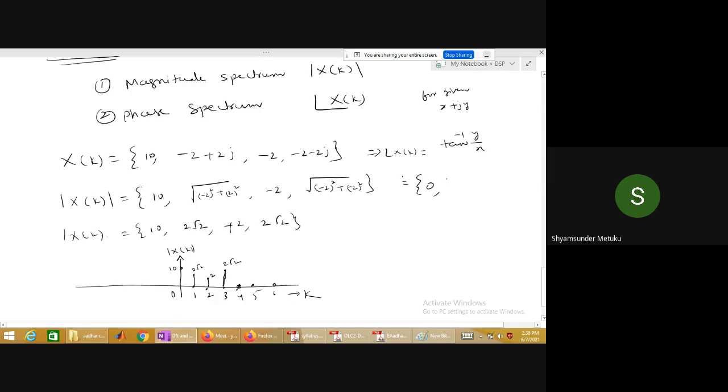So it is 2 by minus 2. So tan inverse minus 1, so minus 45 degrees. Yes or no? Yes, sir. Then again 0 because there is no imaginary part. Then tan inverse 1, plus 45 degrees. Agree or not? Yes, sir. 0, 1, 2, 3, this is k. At 0 it is 0. Minus 45 degrees. Then 0, plus 45 degrees. Is it clear?